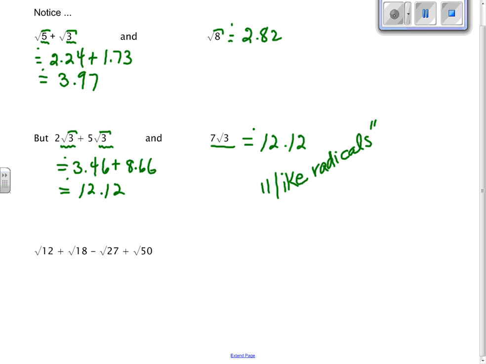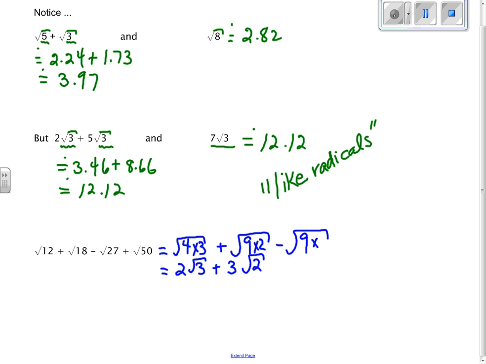So for the next one, I want to simplify these as much as possible so I can find like terms in order to add. At this point, there are no like terms. So root 12. If I could simplify that, I would notice that 12 is 4 times 3. So I'm going to be able to write that as 2 root 3. Take one of the identical factors of 4 out of the radical. Root 18 is 9 times 2, and 9 has two identical factors of 3. So I can write it as 3 root 2.